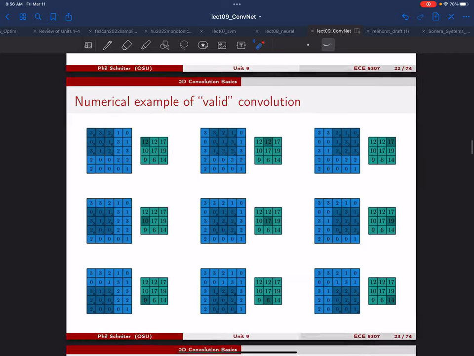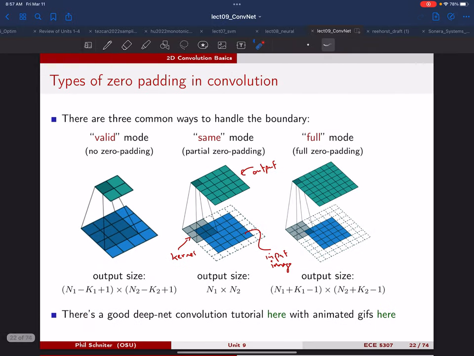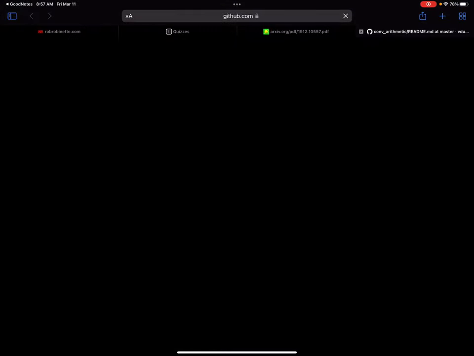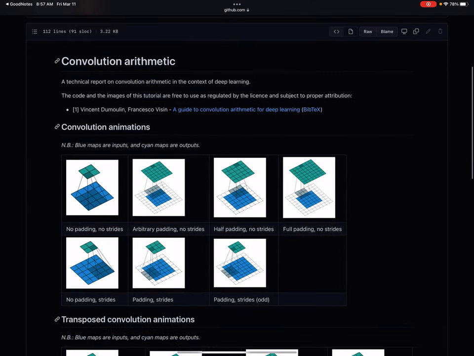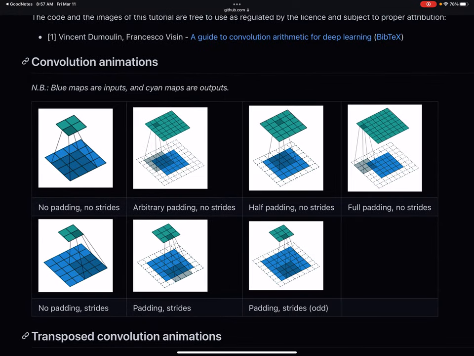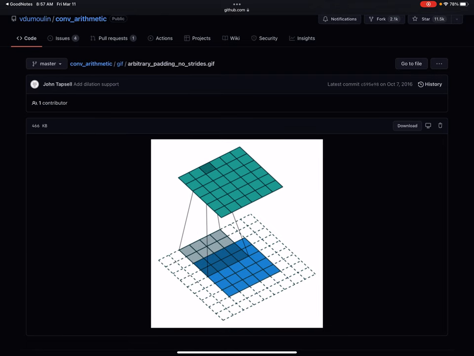So this is just a very detailed example of how you get all these different numbers through convolution. And there's some nice animated GIFs. Let's see if I can get there. You can see, this is just showing the kernel moving around and how it generates the output pixels. Okay, there you go. Just a better visualization.